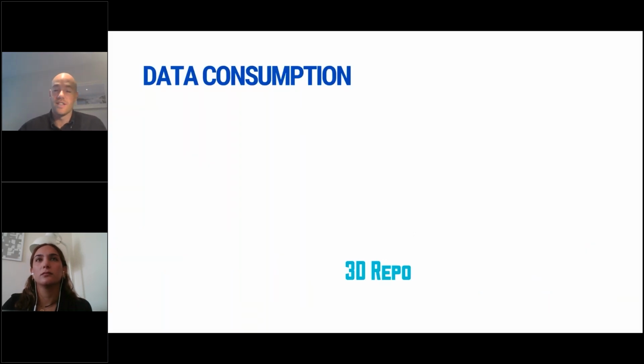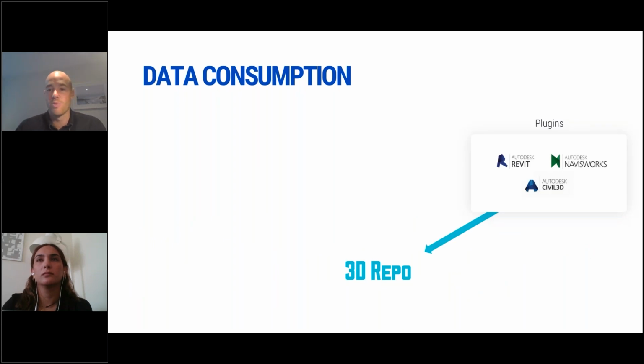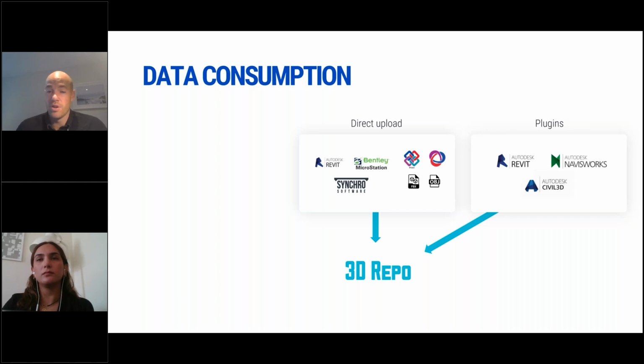Now, in terms of data consumption, how do you actually get your data into 3D Repo? So there's multiple ways you can do it. A really nice way is being able to publish directly from your authoring tools. So we've got plugins for Revit, Navisworks, and Civil 3D. What that means is that when you're working in these tools, you can publish directly into 3D Repo. So it's a really nice way of getting data into the platform. The other way you can do it is you can direct upload. So we take various file formats.